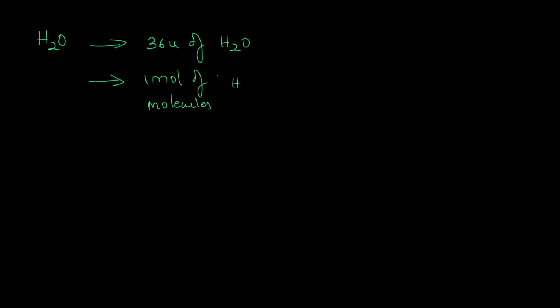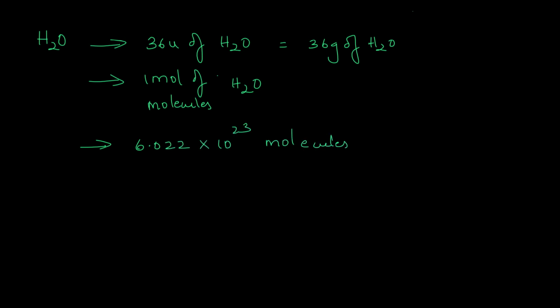Now let's take examples of molecules. H2O. What is the molecular mass? 18U of H2O makes 1 mole molecules of H2O, which is also equal to 18 grams of H2O, which in turn is equal to 6.022 into 10 to the power of 23 molecules of water. You understood the difference?